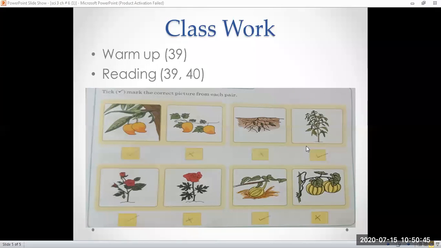Next, the third one is a picture of a shrub. In a shrub there are many branches, they do not have a single branch. So this is the cross and this picture is correct. You can make a tick here. And the last one, you can see the creepers. The creepers always grow along the ground and they have one stem. One plant grows on one stem. So this is a correct picture and this is a wrong one.